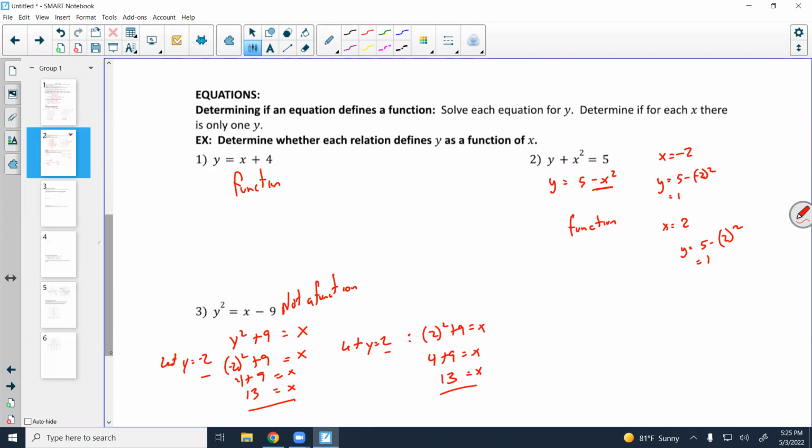Again, just generally, this is a line. This is a parabola, which we'll learn about later. And this is like this. So once you graph them, you can definitely see it.